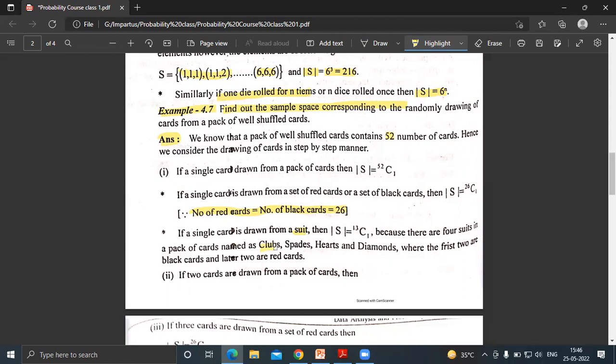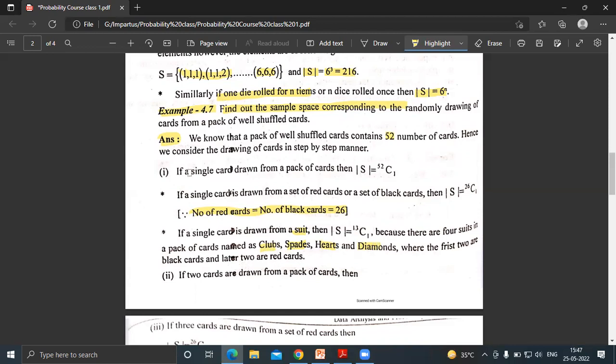That is clubs, spades, hearts, and diamonds. Where these first two, clubs and spades, are called black cards, and hearts and diamonds are red cards. And each suit, that is clubs, spades, hearts, diamonds, contains 13 cards.